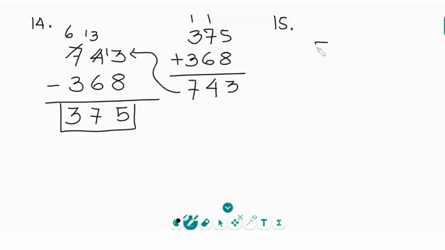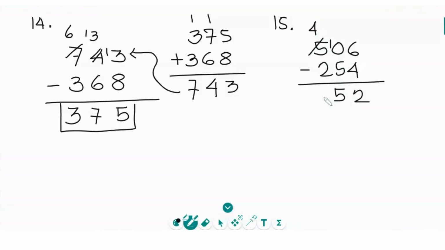So we have here 506 minus 254. So 6 minus 4 will give us 2. And here we have 0 minus 5. So 0 will become 10. We're going to be borrowing 1 from 5. So 5 becomes 4. 10 minus 5 will give us 5. And 4 minus 2, that will give us 2.